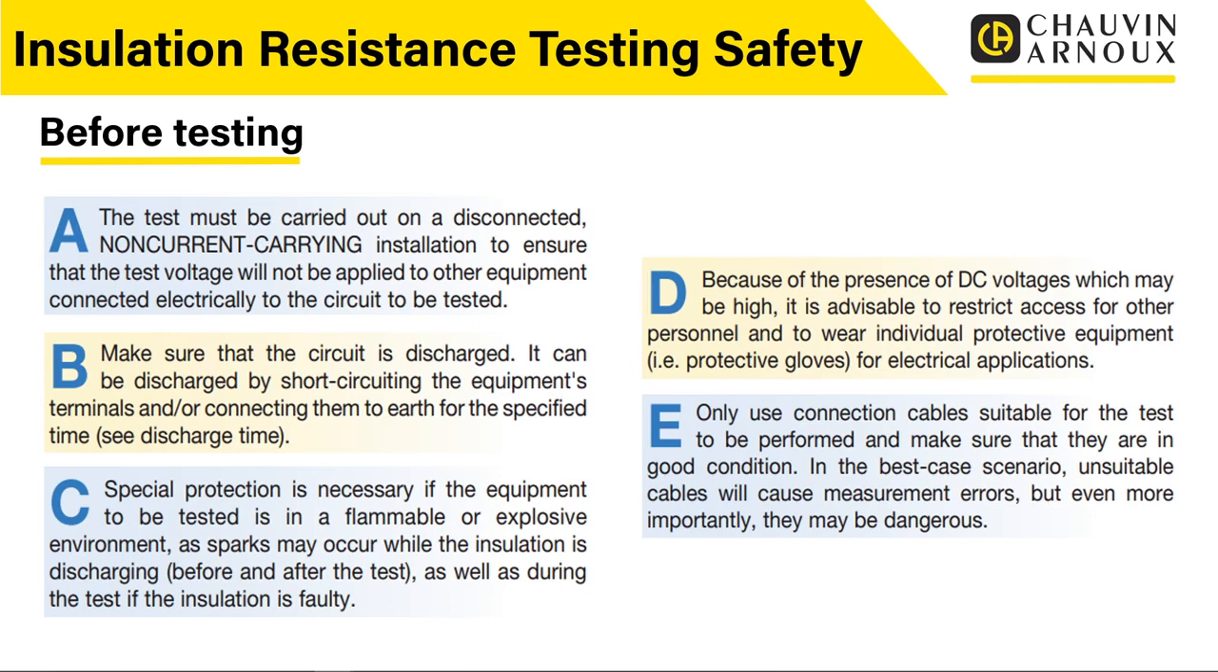And the final one on here, E, only use connection cables suitable for the test to be performed, and make sure that they're in good condition. In the best case scenario, unsuitable cables will cause measurement errors, but even more importantly, they may be dangerous. So again, if you're going to be carrying out testing at 1000 volts, obviously you want cables that are rated for 1000 volts. If you're going to be carrying out insulation resistance tests, you don't want cables with bad insulation. You don't want cables with frayed ends on and things like that, where it might short or it might arc. So again, just make sure you're using correct, safe test equipment.